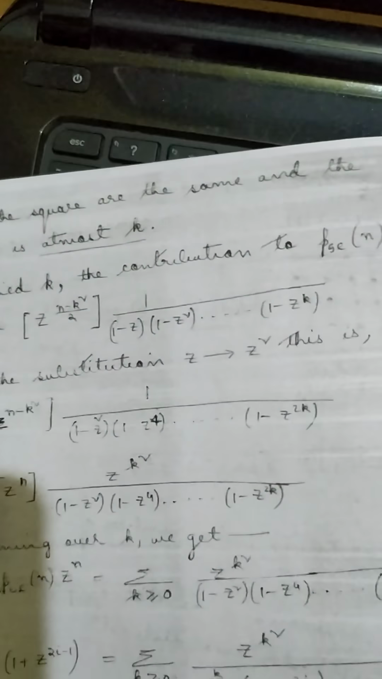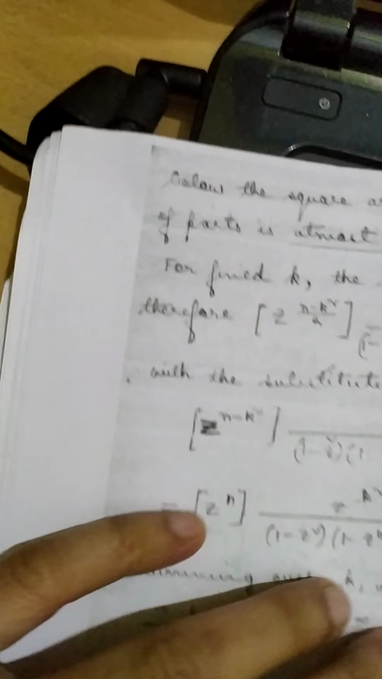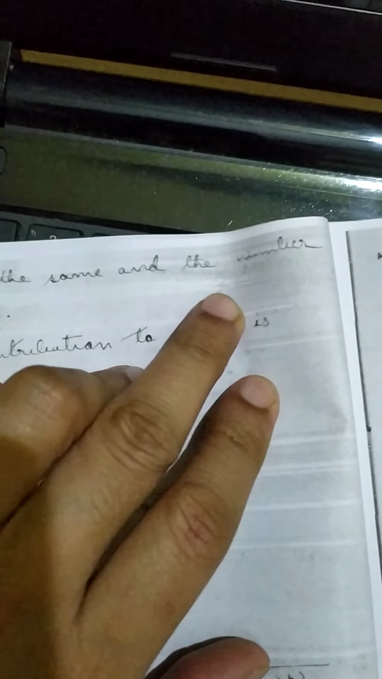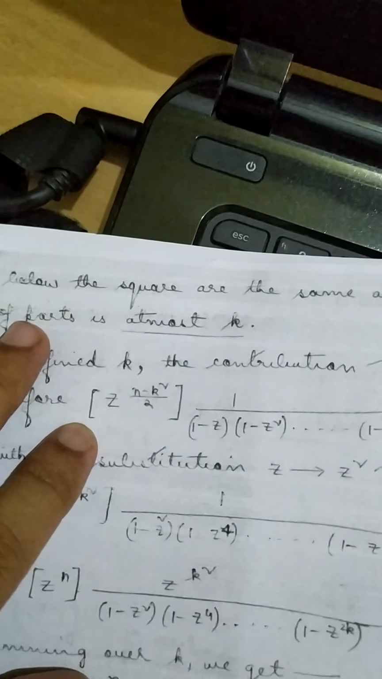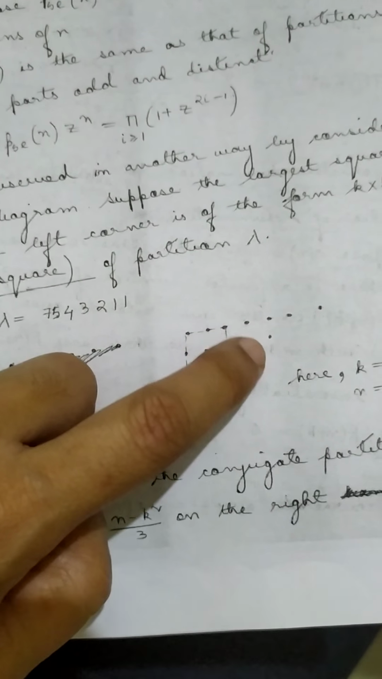Therefore, you see, at most k dots. So the partitions of (n minus k square) divided by 2 on the right and below the square are the same, and the number of parts is at most k. Not dots actually, but the number of parts: how many parts are there, there are at most k parts.